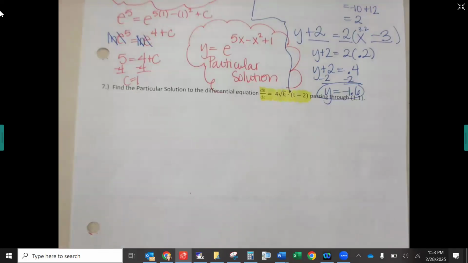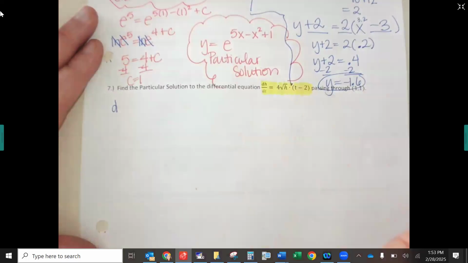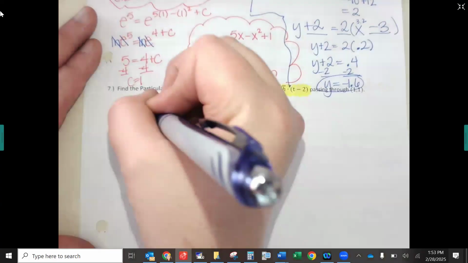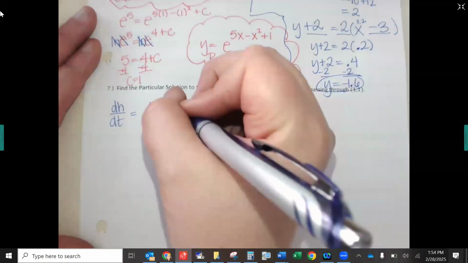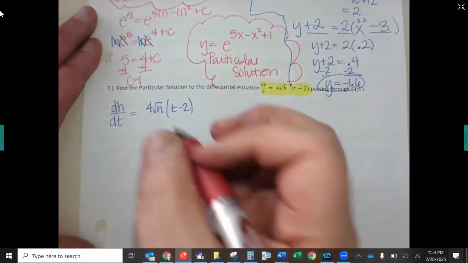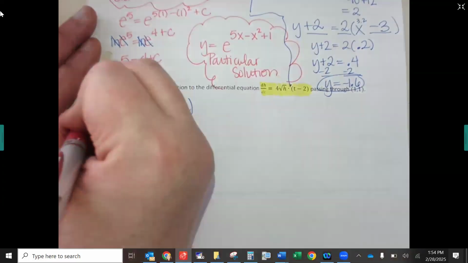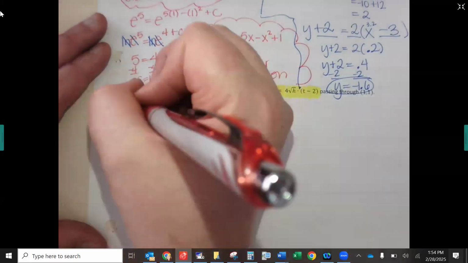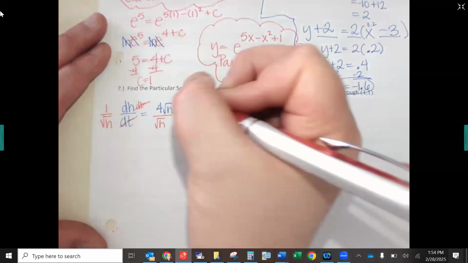So my root h is currently on the top. Are my h's and t's multiplied together or divided? Yes, then it's already separable. So how do I separate to get rid of that? Divide it. Very good. So I have dH/dt equals 4 root h t minus 2. I'm going to divide a root h onto both sides. And then I'm going to multiply the dt on both sides.